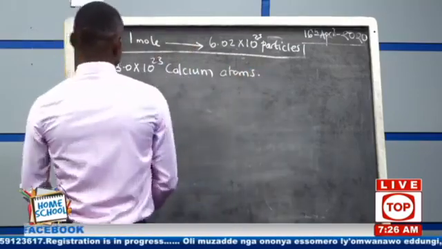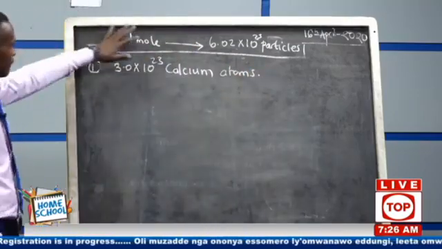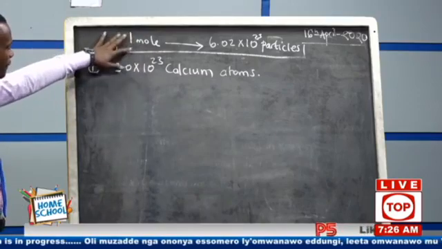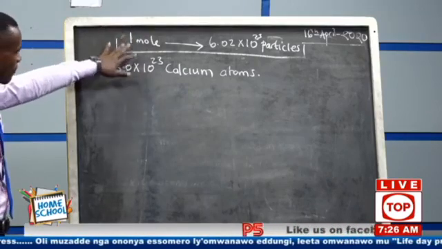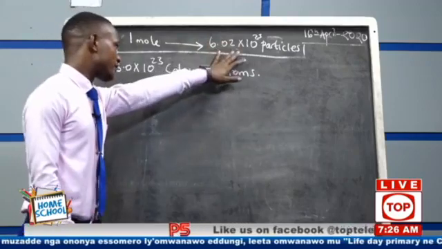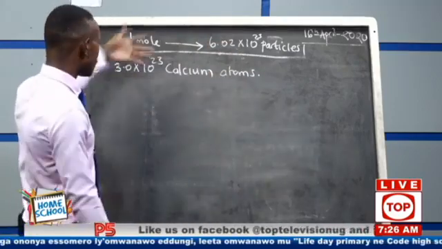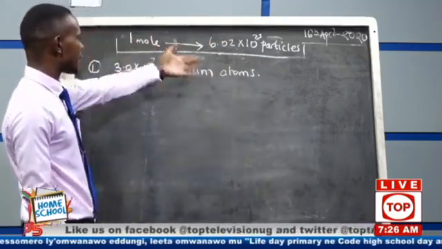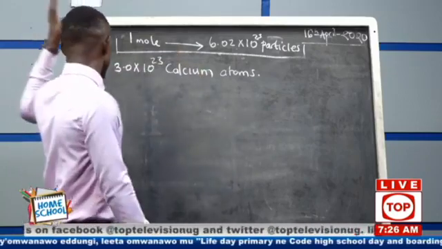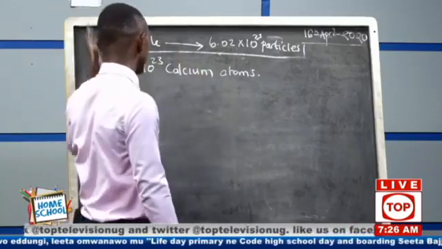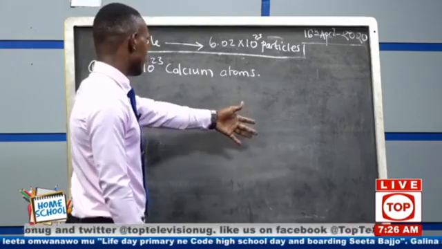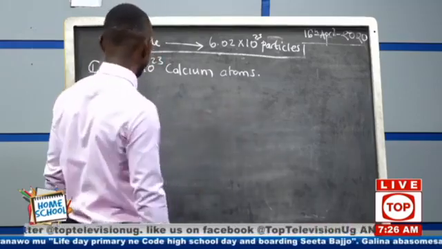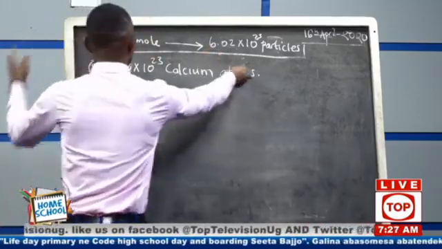Calcium atoms. We said this one is going to be very important in whatever we are doing. One mole has this number of particles. But in this question, if you are given particles, that means particles are on the left-hand side, and what they have asked you to calculate is on the right-hand side. So we bring this one, we just change it like this.